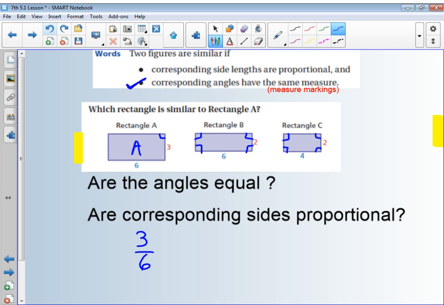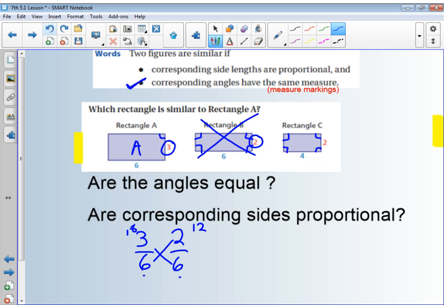So wherever I put 3, I need to put my 2 for this one. So 2/6. Now if I check cross products, I can tell right away it's not, because this is 1/2 and this is 1/3. If I check cross products, that's 12. This is 18. So these are not proportional. They look similar, but they are not proportional, so therefore they're not similar.